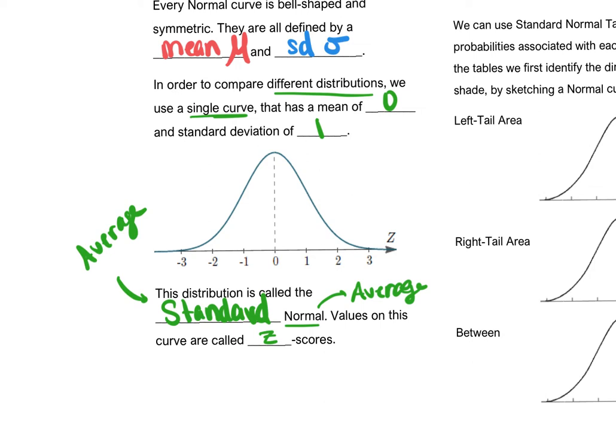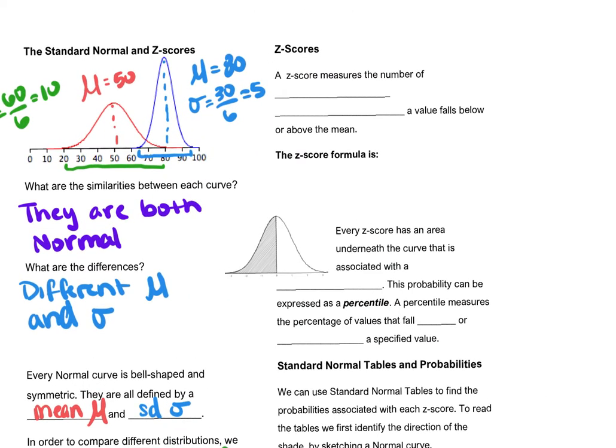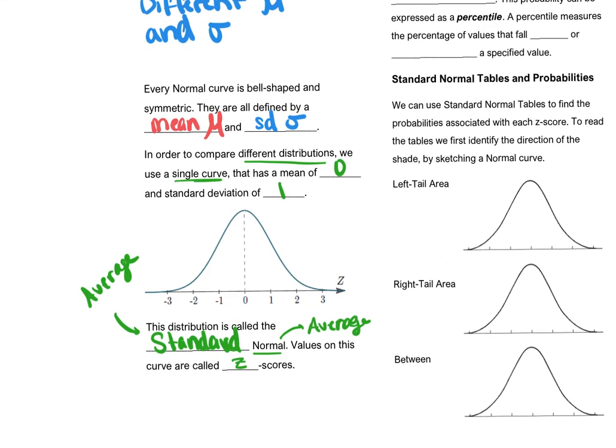And here's what happens with z-scores. Z-scores measure, and this is the most important part of this particular curve, the number of standard deviations a value falls below or above the mean. So here's what happens then. Every one of these values that fall on this curve, we say centered at a mean of 0, is measured by standard deviations. If it falls below the mean, it's a negative z-score. If it falls above the mean, it's a positive z-score.